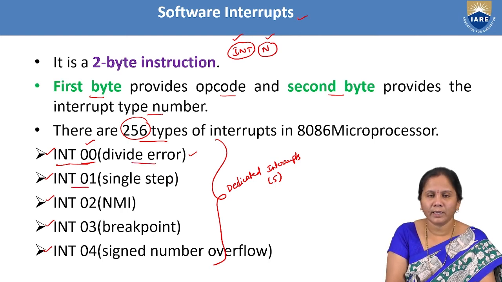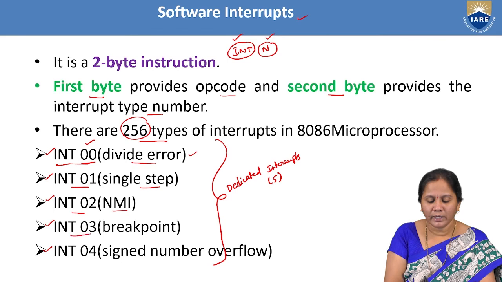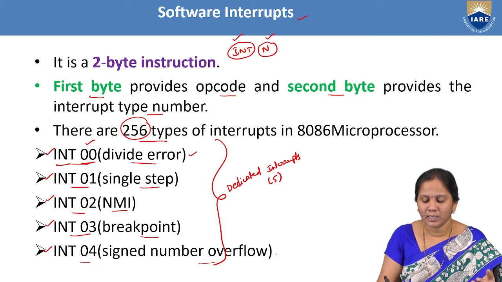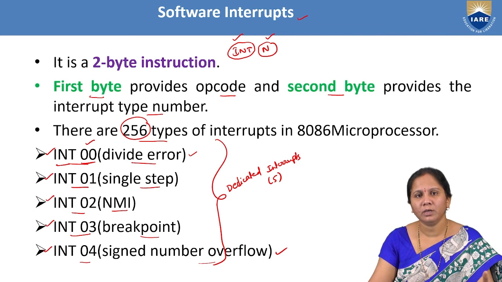If we consider INT 01, its dedicated operation is single step. If it is INT 02, its dedicated operation is NMI. INT 03, that particular interrupt's dedicated operation is breakpoint, that is end of the program. And INT 04, its dedicated operation is signed number overflow. These are the 5 interrupts we are going to learn in detail, and we will learn how to calculate the ISR address.